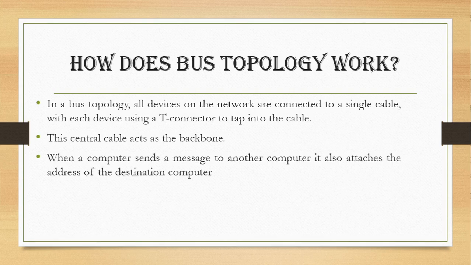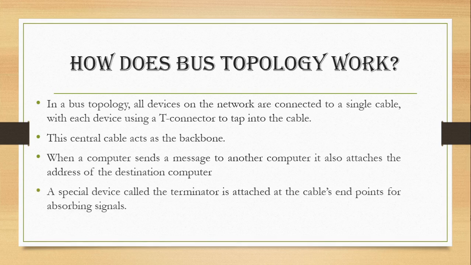When a computer sends a message to another computer, it also attaches the address of the destination computer. That means if a computer has to send a message to another computer, then it is going to attach the address along with the message. A special device called the terminator is attached at the cable endpoints for absorbing signals. And the terminator stops the network signal from bouncing back. So this is how a bus topology works.